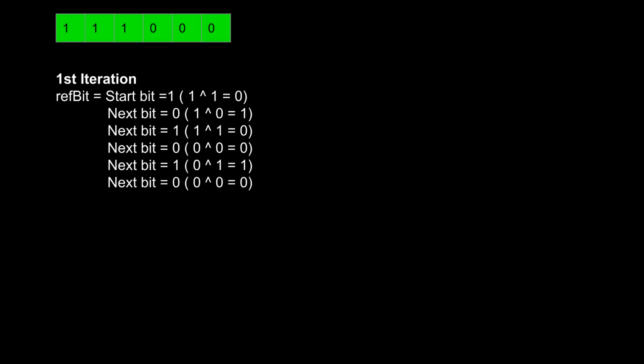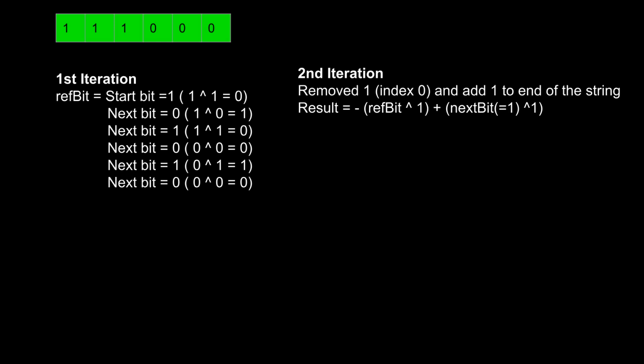The next bit is going to be the inverted of the start bit, so that is 0. So again, we compare with index 1. Accordingly, we are going to calculate the next bits, and compare with the corresponding bit from the string, right? In the second iteration, we're going to remove the value at index 0, right? And we're going to add the same value to the end of the string, right?